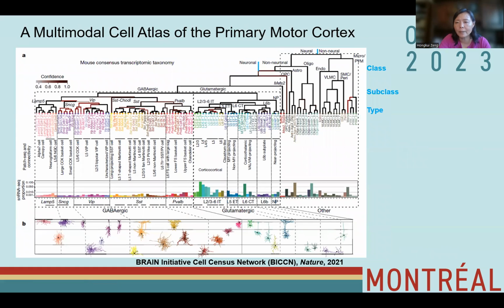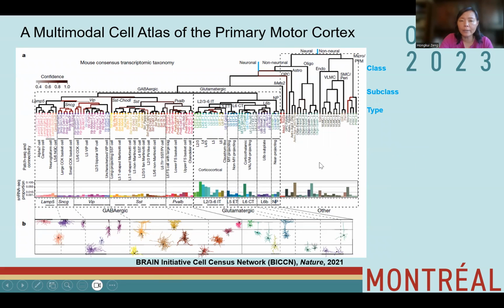So our starting point is a single brain region. And here is an example of a collaborative effort that took place within the BRAIN Initiative Cell Census Network, which we are part of, in creating a multi-modal cell atlas for a single cortical region, the primary motor cortex, across several mammalian species: mouse, macaque monkey, marmoset, and human.